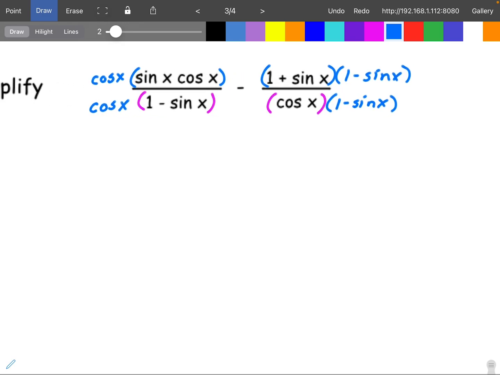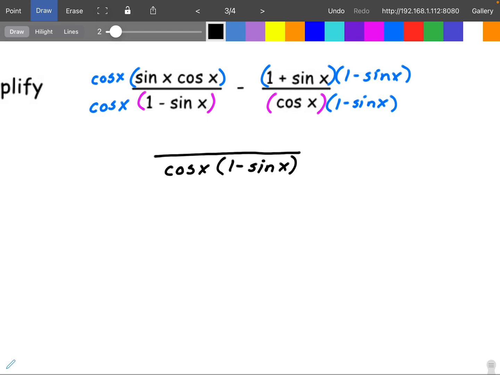Okay, so then I'm going to go ahead and simplify these fractions. I know that I'm going to have a common denominator, and that common denominator is going to be cosine x. So cosine x times 1 is just cosine x. Actually, I'm going to leave them split. I may need to do that later, but for now, I'm going to leave it split. I'm just going to have cosine x times 1 minus sine x. So that's my common denominator.